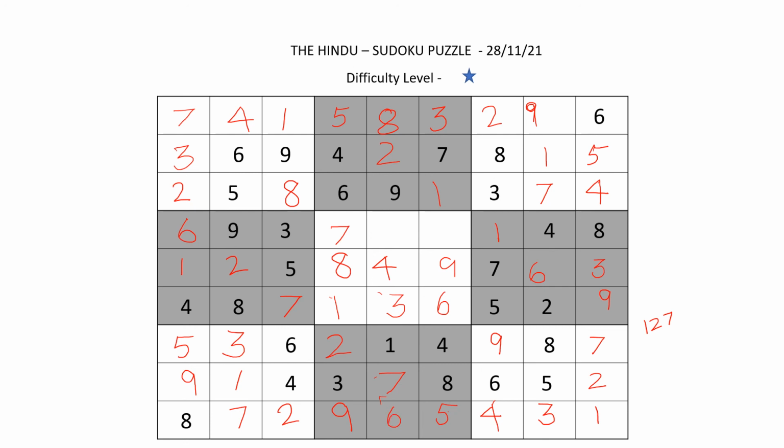Now these are the only 2 cells missing. The missing numbers are 1, 2 and 5. So here we have a 2. So this takes 5. And this takes a 2. Wow, we have solved this puzzle.